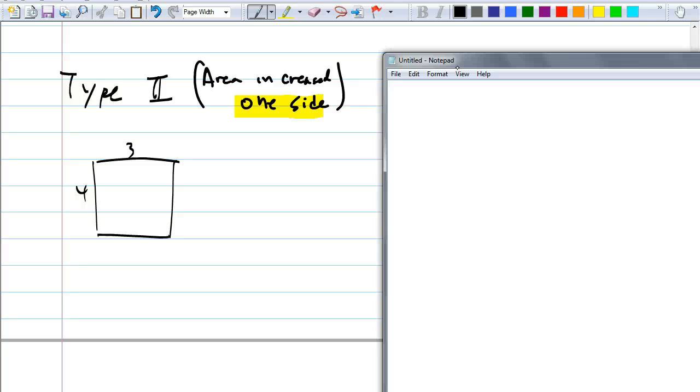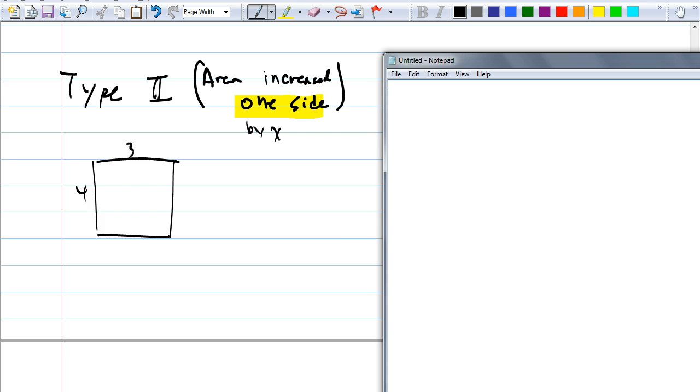Again, same rectangle, 3 by 4. It says the area increase one side. What would this be? Increase one side by x. I should write that down. Go ahead and draw the picture and see what you get. Area increase one side by x.